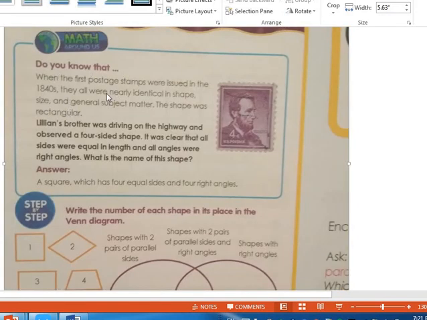Do you know that when the first postage stamps were issued in the 1840s, they were all nearly identical in shape, size, and general subject matter? The shape was rectangular. Okay, Lillian's brother was driving on the highway and observed a four-sided shape. It was clear that all sides were equal in length and all angles were right angles. What's the name of the shape? It's very easy. Yeah, it's a square, which has four equal sides and four equal angles.